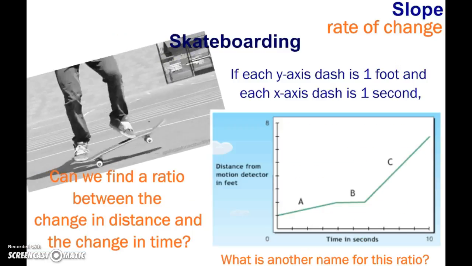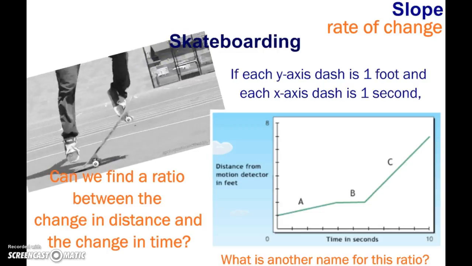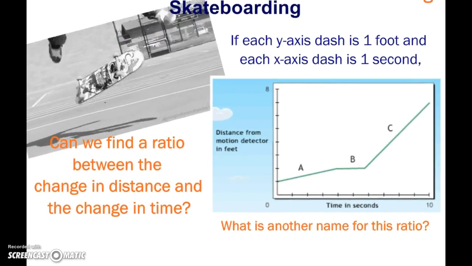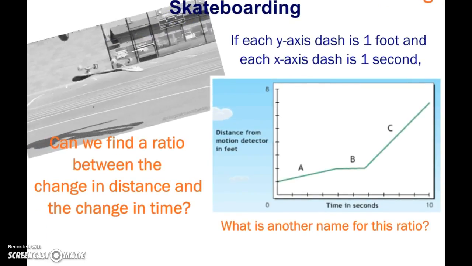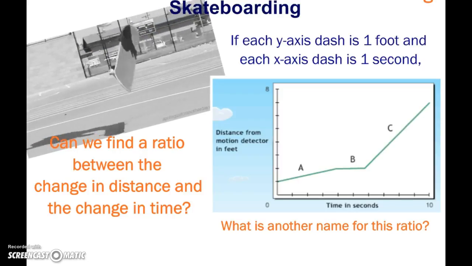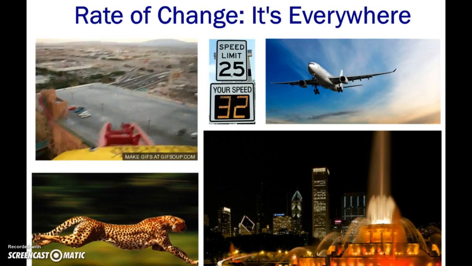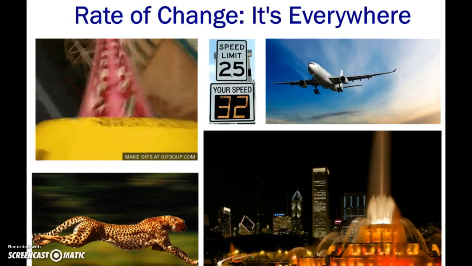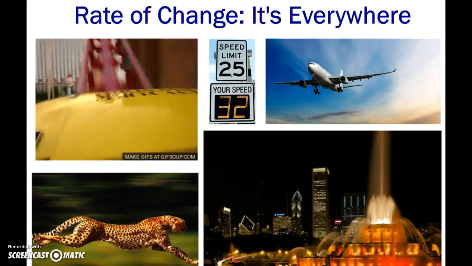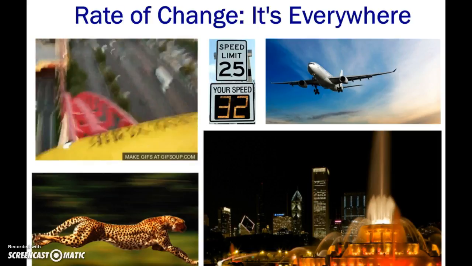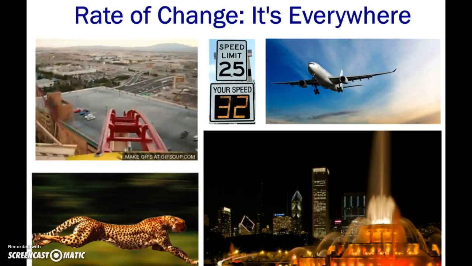And we're looking at this case. Can we find the ratio between the two numbers? And what is that ratio called? Between the distance that she changed by the seconds that she changed. Well, it is called the rate of change. And rate of change is everywhere. It can be in a roller coaster. It can be in your speed. It can be in how fast a cheetah is, how fast an airplane is going, or the speed of the water, the velocity of the water. It's all over the place.